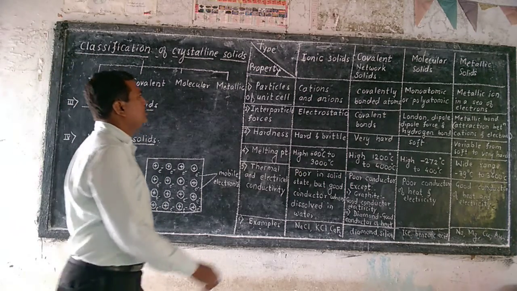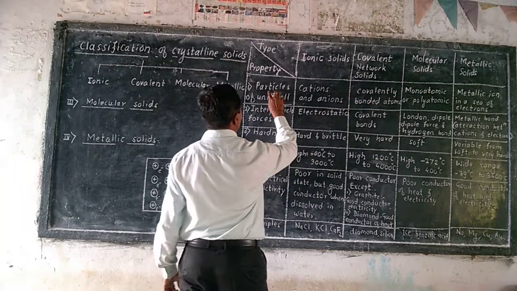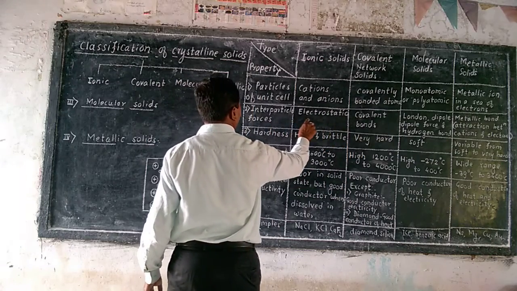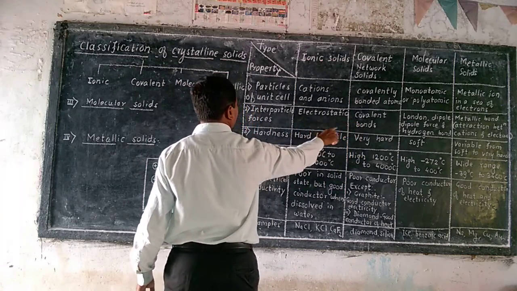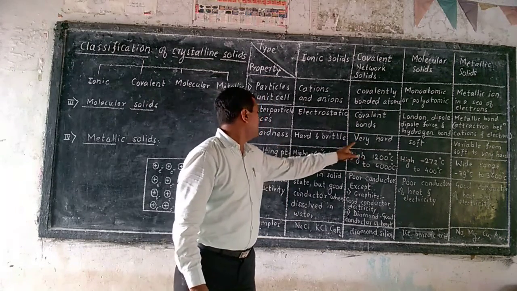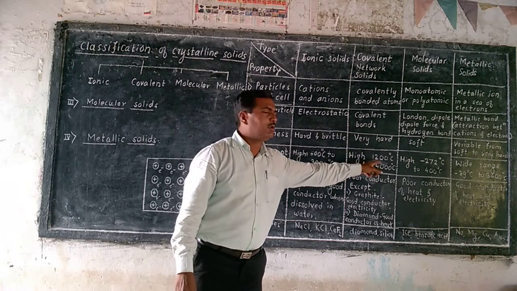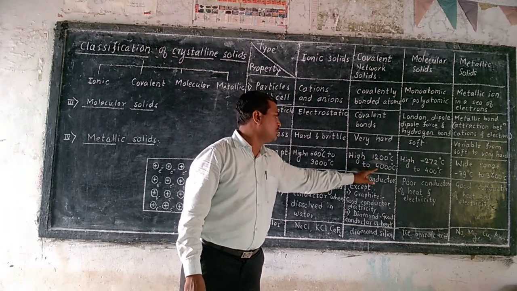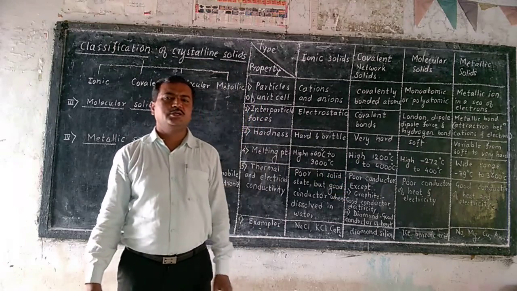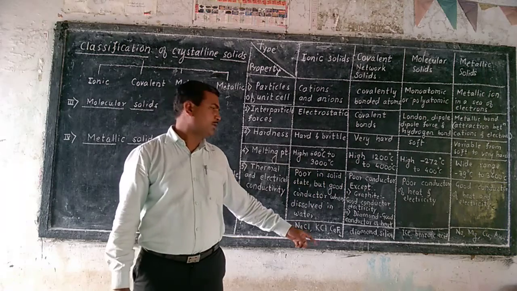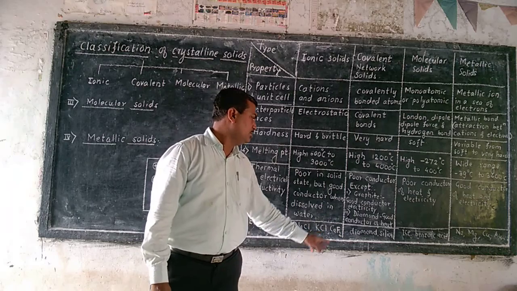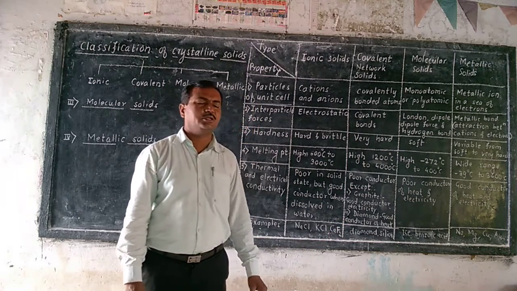Then second type, covalent network solid. Here particles of unit cells are covalently bonded. The interparticle bond is covalent bond. Hardness, it is very hard. Then melting point, from 1200 degrees Celsius to 4000 degrees Celsius. Then they are poor conductors of electricity, but here graphite is a good conductor of electricity and diamond is a good conductor of heat. Examples are diamond, silica.